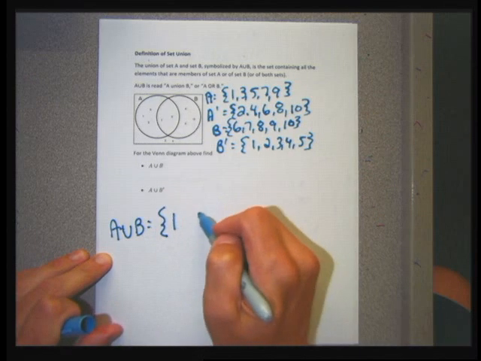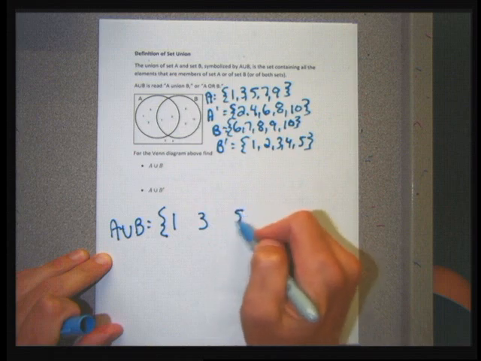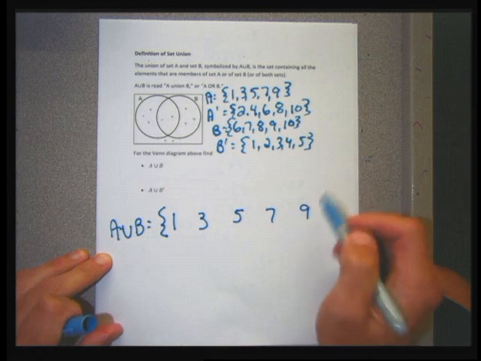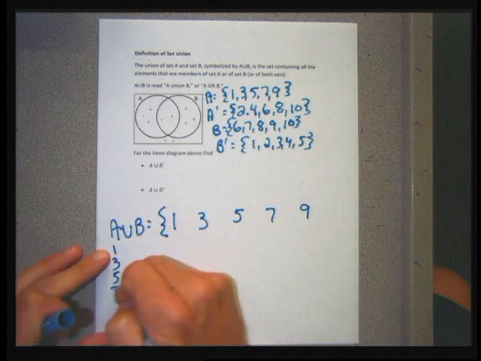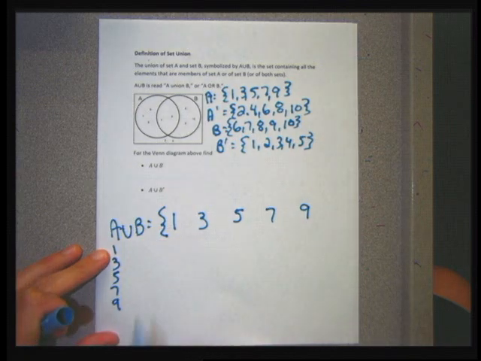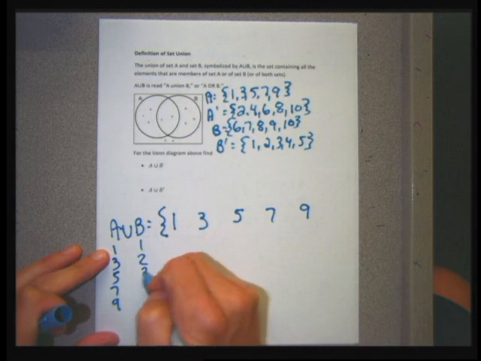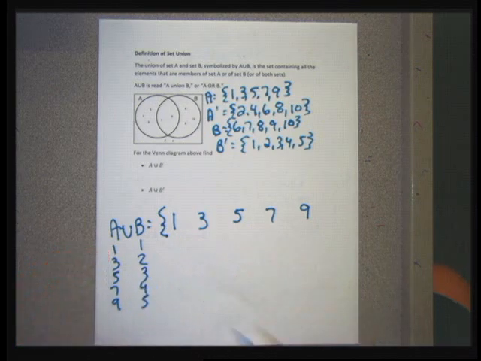To write down what A union B is, I write down the entire A set, which is the set 1, 3, 5, 7, and 9. So that's the entire A set. A is 1, 3, 5, 7, and 9. B is the set 1, 2, 3, 4, and 5. A union B is the sets made together into a bigger set. It's all of A and then anything in B that I haven't already listed.